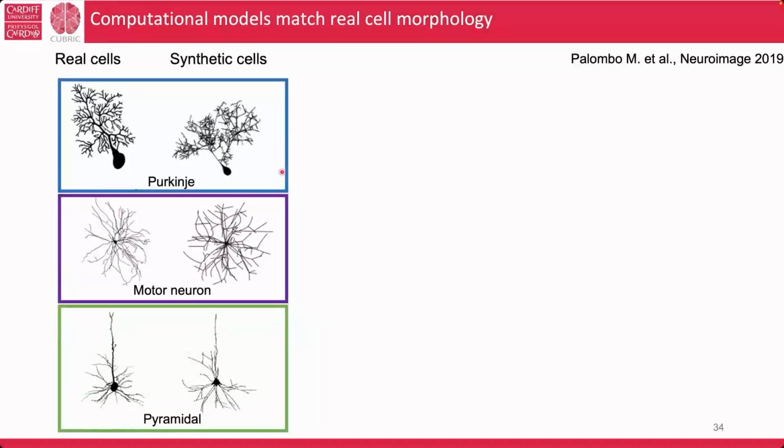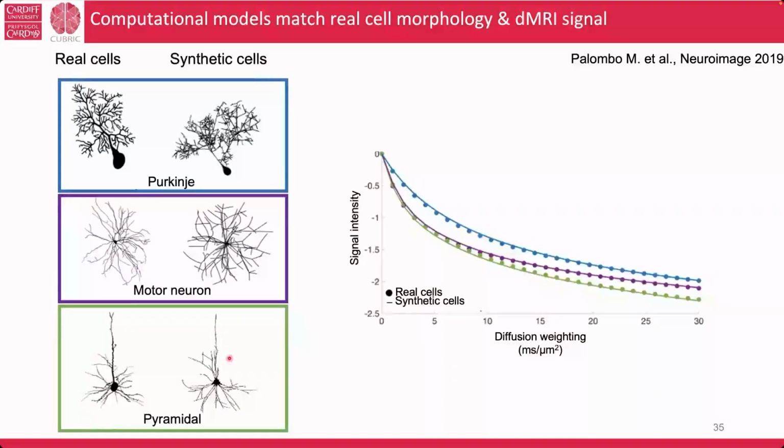How do they look like? They also, obviously, have to look morphologically similar. And so here you see an example of the obtained synthetic cells. What we are interested in is not just the morphology, it's actually the signal that we simulate. Is it realistic enough? And so if you compare the signal from Monte Carlo simulation you get from a Purkinje real one or fake one, they overlap basically.